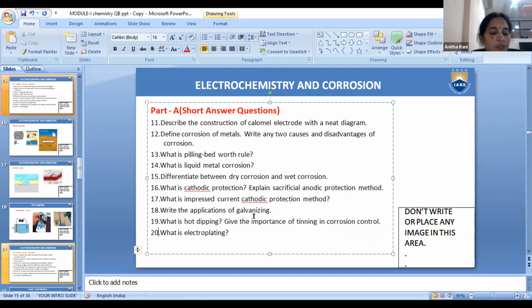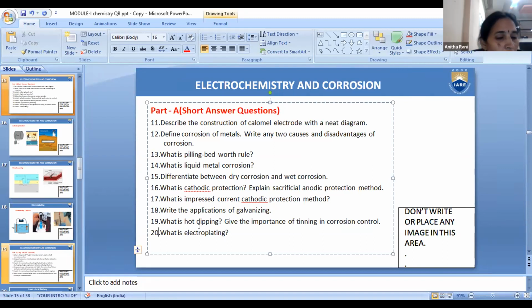Now, what are applications of galvanizing? Tell any two applications. Where are we using galvanizing? Iron articles: sheets, wires. Iron sheets, okay. Any more applications of galvanizing? Buckets, okay, very good. Pipes, okay. Pipes, buckets, bolts, screws, okay, very good.